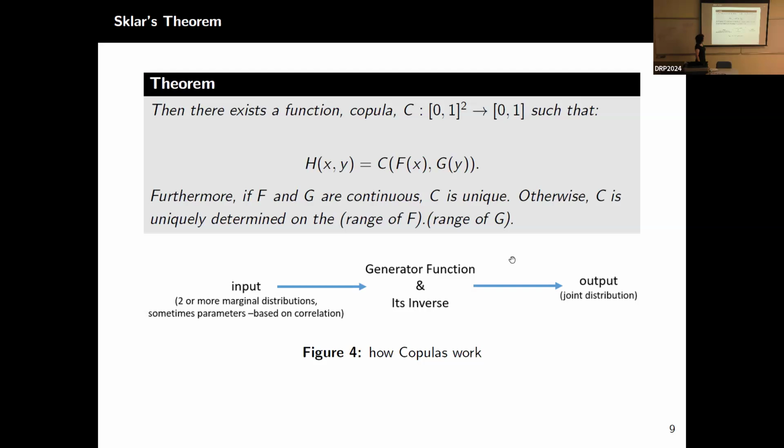And then the theorem continues like this. There exists a function, a copula function. A copula function is a coupling function, by the way. As an input, it takes marginal distribution functions, and as an output, it gives us the joint distribution function of those two marginal distributions. And furthermore, if f and g are continuous, the copula C is unique. Otherwise, C is uniquely determined on the range of f multiplied by the range of g.